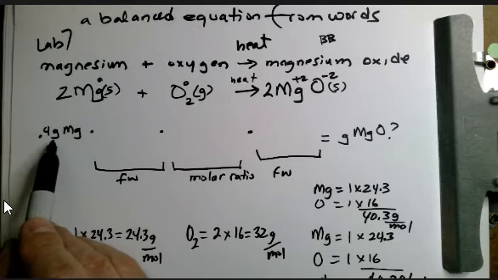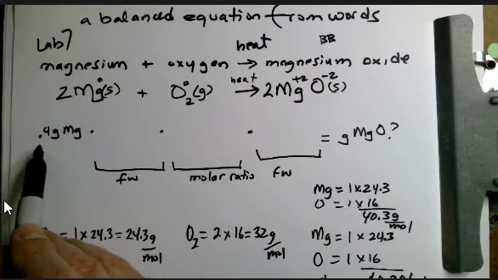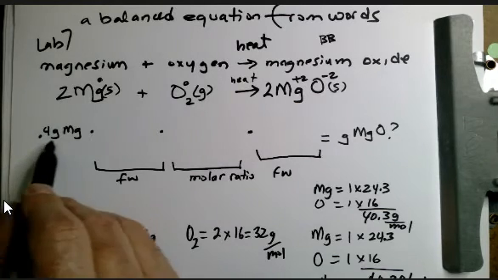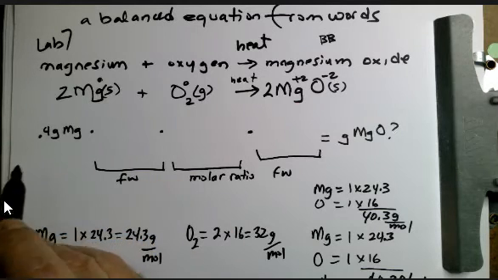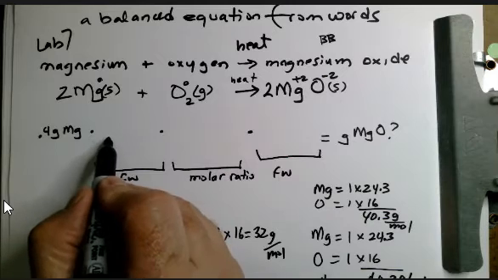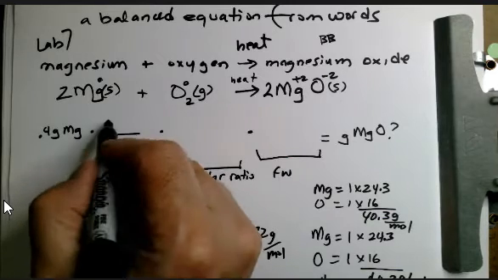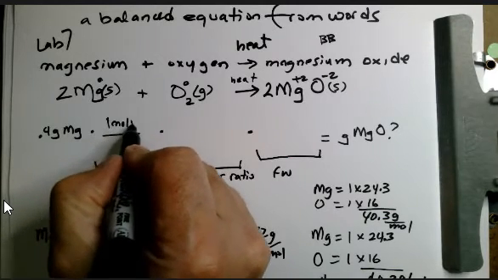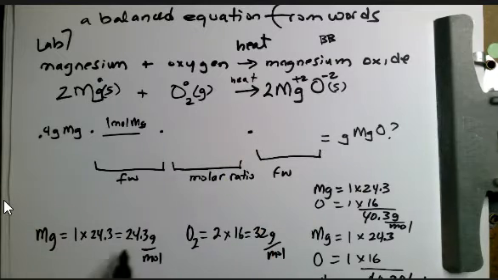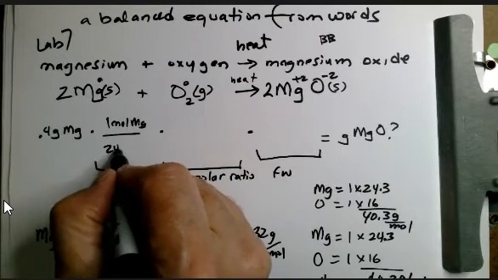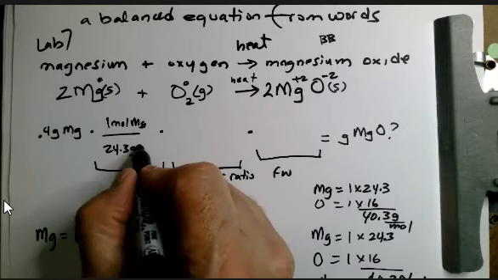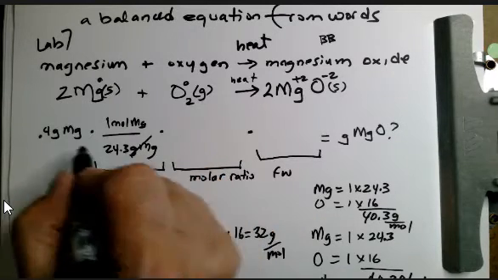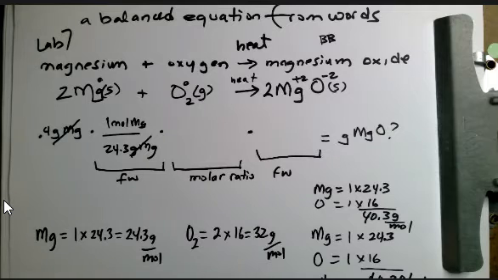So if we start out with 0.4 grams of magnesium ribbon, which is pretty close to what we did in lab, or what I did whenever I did this experiment, we would say that 1 mole of magnesium is the same thing as 24.3 grams of magnesium. That allows grams of magnesium to cancel.